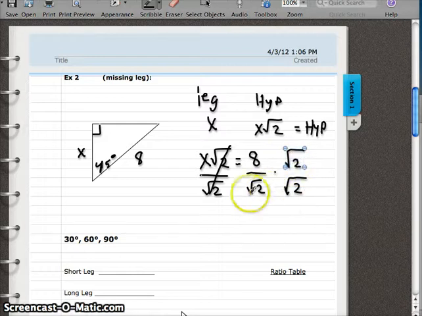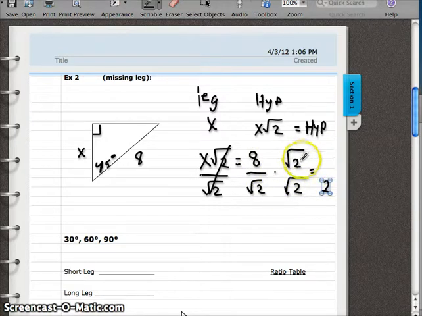Multiply top and bottom by whatever this is, the square root of 2. So on the bottom, we get just 2. Remember, squaring a square root, multiplying it by itself, gets rid of that radical, and we're left with a number underneath. On the top, we have 8 times the square root of 2.